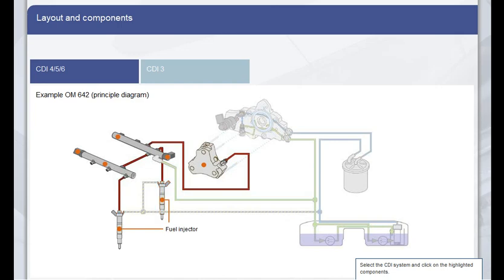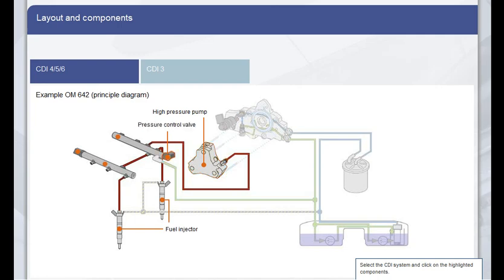The fuel injectors inject the pressurized fuel into the cylinders. The high-pressure pump delivers the fuel from the low-pressure circuit and compresses it to the required injection pressure.